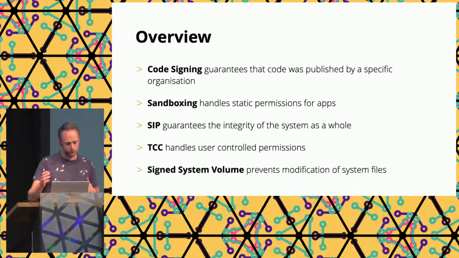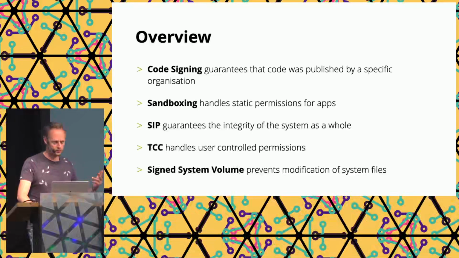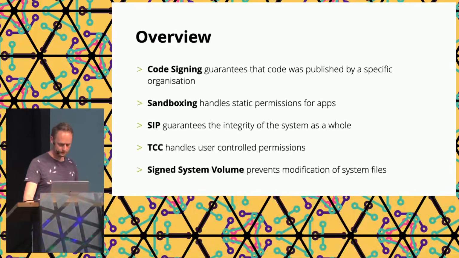So to give you an overview, these are the most important security mechanisms. You have code signing to make sure that the application was published by specific organizations. You have the sandbox, which handles static permissions. You have SIP to guarantee the integrity of the system as a whole. TCC to have user control permissions like camera access, etc. And the signed system volume to prevent modifications of system files.